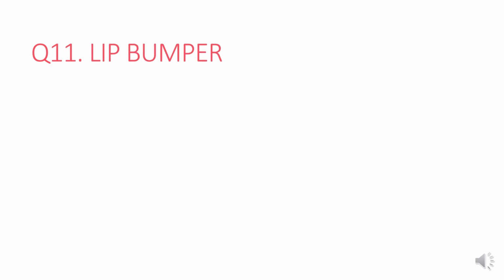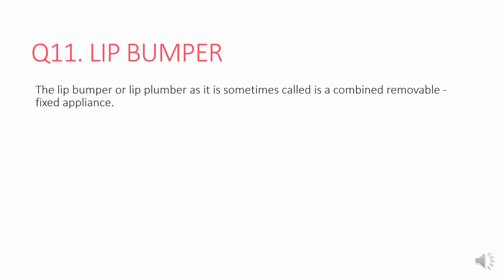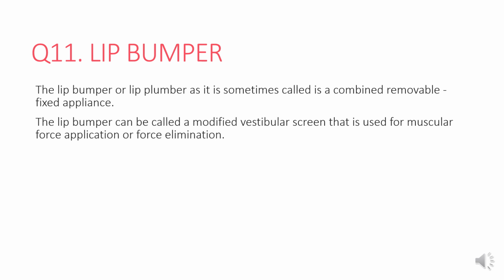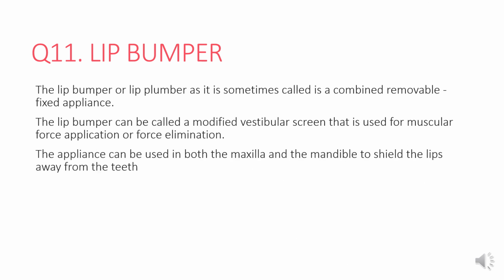Question number 11 is lip bumper. Lip bumper or lip plumper as it is sometimes called is a combined removable fixed appliance. The lip bumper can be called a modified vestibular screen that is used for muscular force application or force elimination. The appliance can be used in both the maxilla and the mandible to shield the lips away from the teeth.